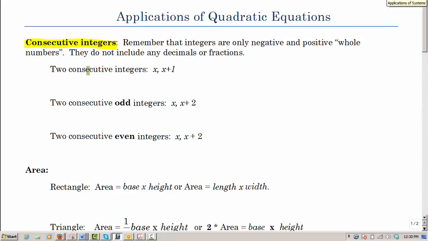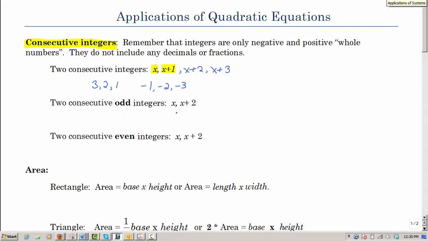If we have two consecutive integers, we have x and then x plus 1. If we needed another one, we would do x plus 2, x plus 3. Remember, consecutive means in a row. They also could be negative.